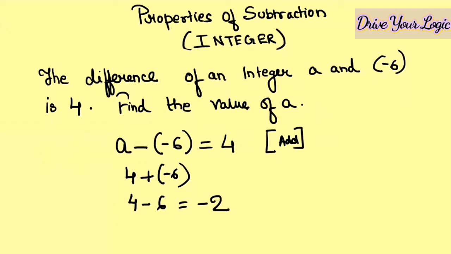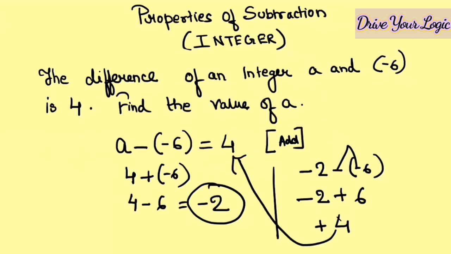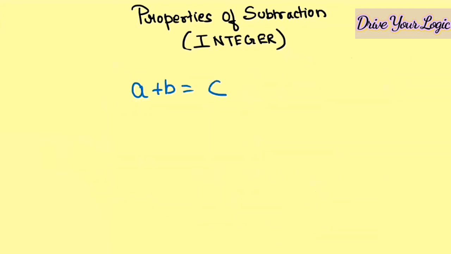Do you want to recheck? Yes, let's do the rechecking part. You put this value in place of a. So minus 2 minus minus 6. Check whether your answer is coming 4 or not. Minus 2 minus minus is plus 6. So plus minus, you have to do subtraction. So 6 minus 2 is 4, and the sign of the bigger number, that is plus 4. Yes, it's correct.